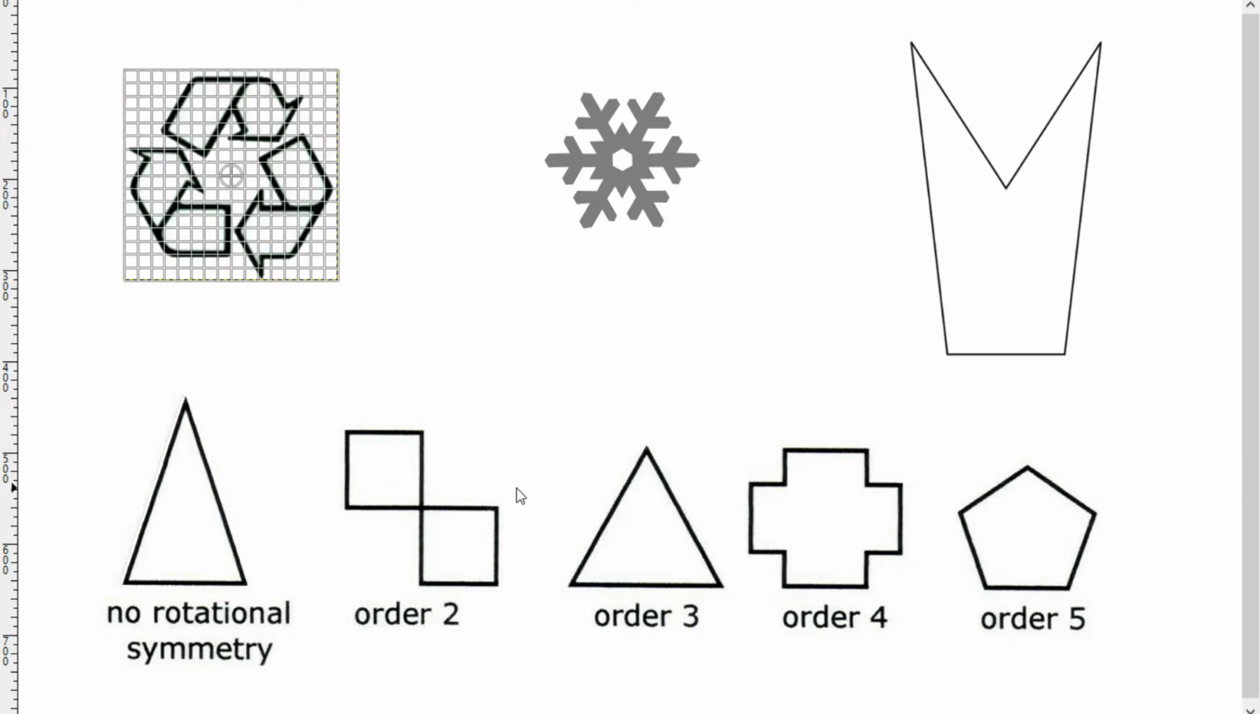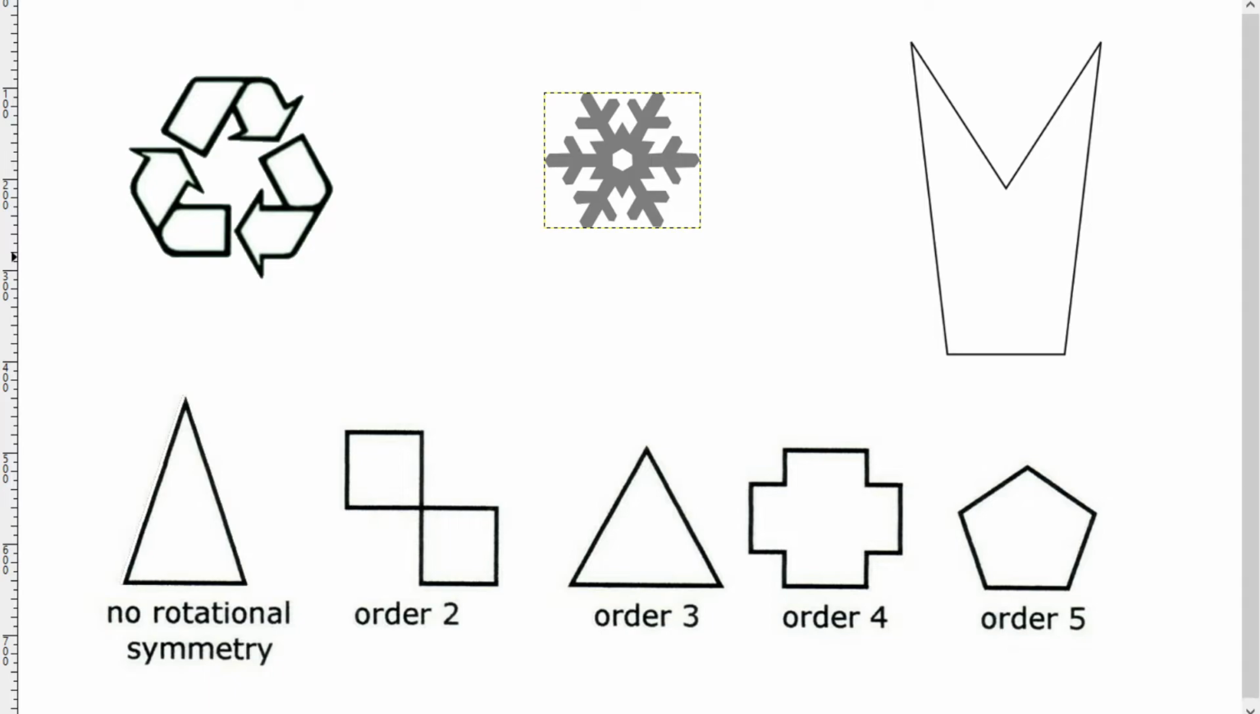The snowflake is maybe, well, it's not harder, but it has more orders of rotation. So we'll take this top right tine as our starting one. Every time it hits one of these, it's going to match. So it would go 1, 2, 3, 4, 5, 6 times. Order of rotation would be 6.